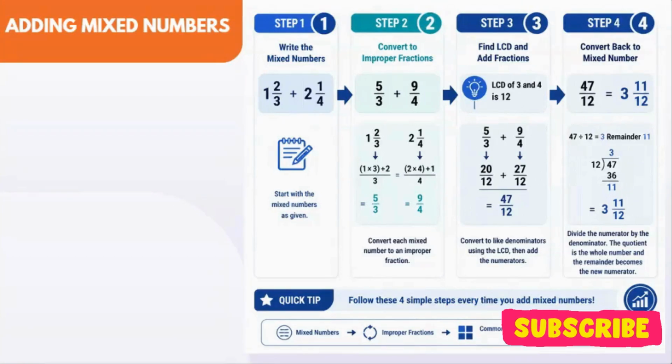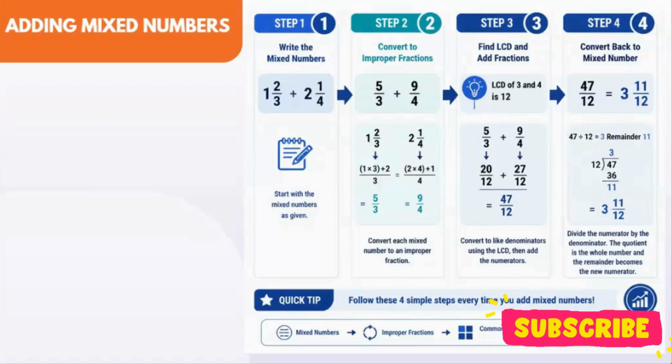How are they converted? In this method, you have to multiply the whole number with the denominator, and then you have to add the numerators. After adding the numerators, you will get the improper fractions 5 by 3 and 9 by 4, and then you have to simply add or subtract the numerators. After subtracting, you will also get an improper fraction.